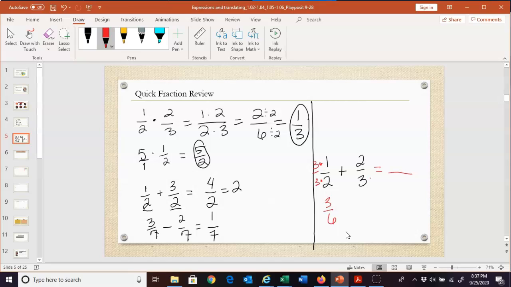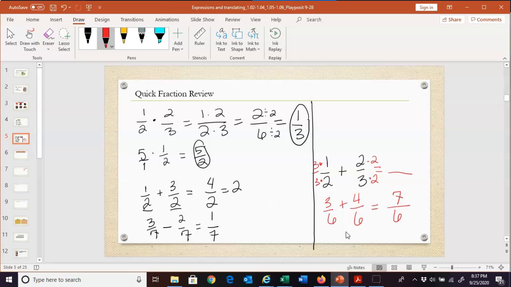Now, this fraction we're going to multiply by the other denominator, the 2, top and bottom. 2 times 2 is 4, 3 times 2 is 6. So now that the denominators are the same, we can go ahead and add the numerators, the numbers on the top. 3 plus 4 is 7.